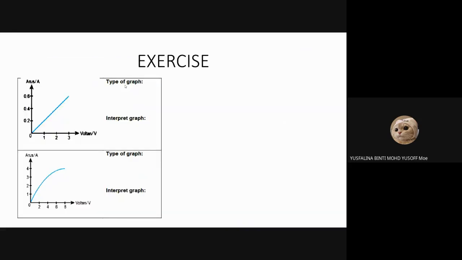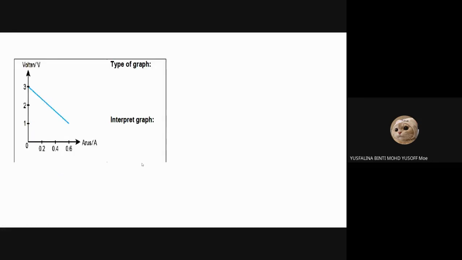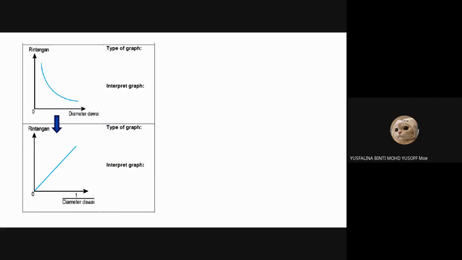The first one is a type of graph, whether it's a curved line or straight line graph, and then you have to interpret the graph. Whether what is the relationship of the graph. For example, the first one is directly proportional. So like this one, what is the relationship? And then the type of graph, whether it's a curve or straight line. Only that you need to do for these five questions.